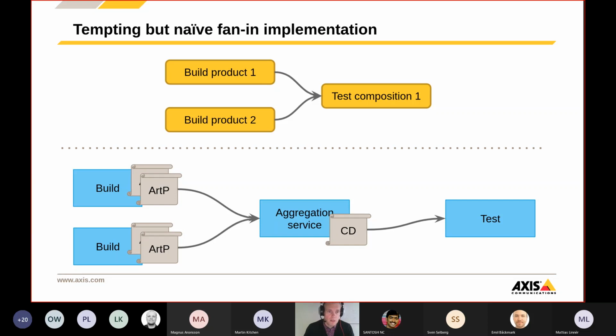Perhaps a bigger problem is, what if the build for product one, for example, fails? You will obviously never get an aggregated composition, and you will never get a test result. Who is going to notice that? How will that trickle back to the person observing the whole pipeline execution? So that's what we haven't really been able to figure out how to do.